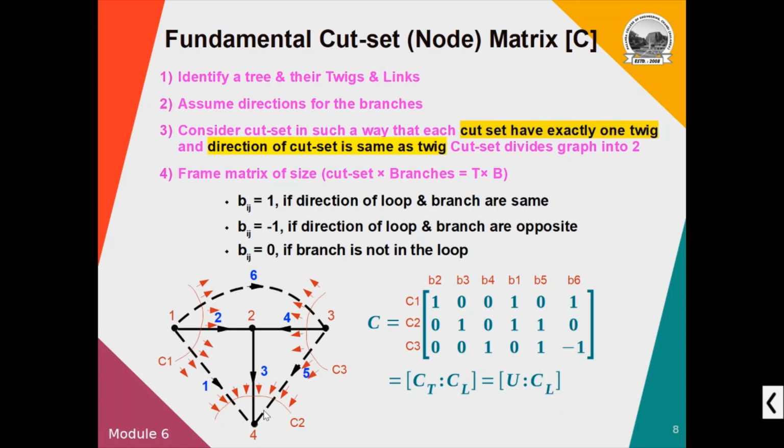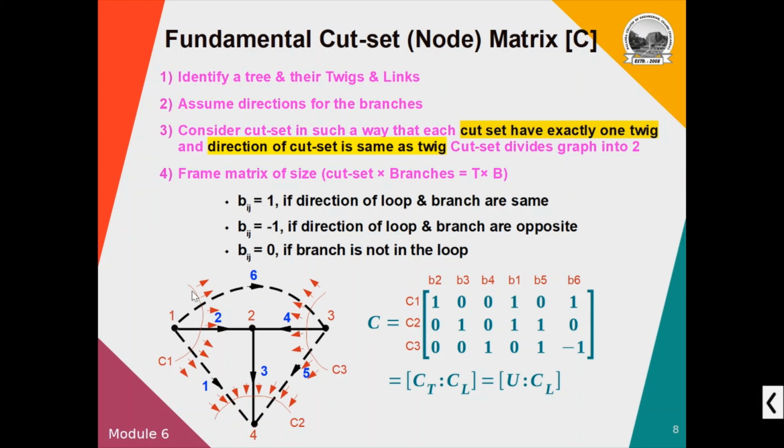Okay, but the condition is the cut set should have only one twig associated with it, and the cut set direction is also similar to that of the twig. Here, branch 2 is the twig. What is the direction of this 2? It is oriented away from that particular node 1. So the cut set will also be oriented away from 1.